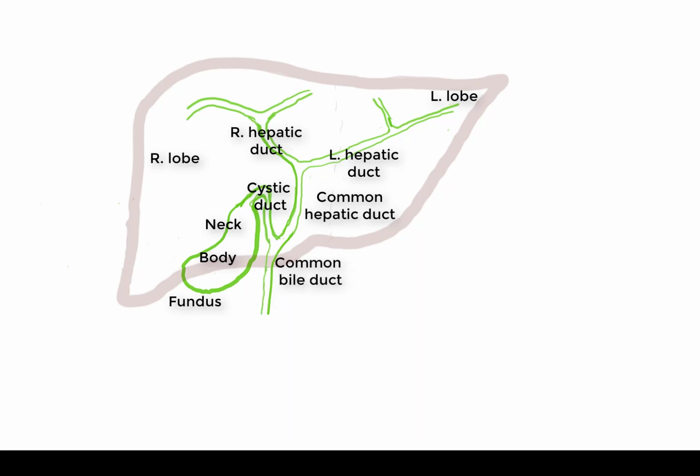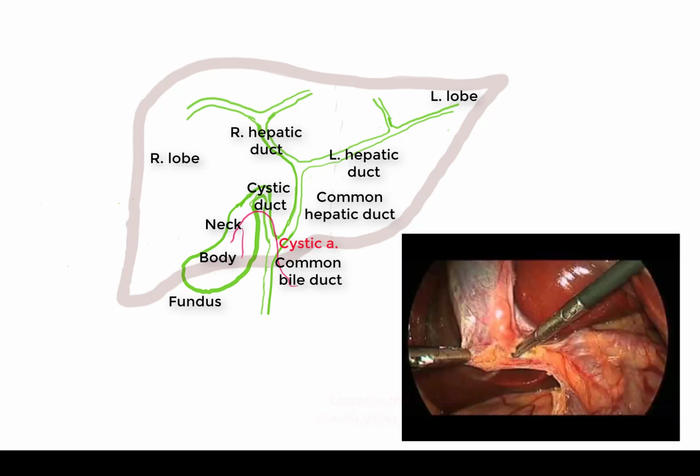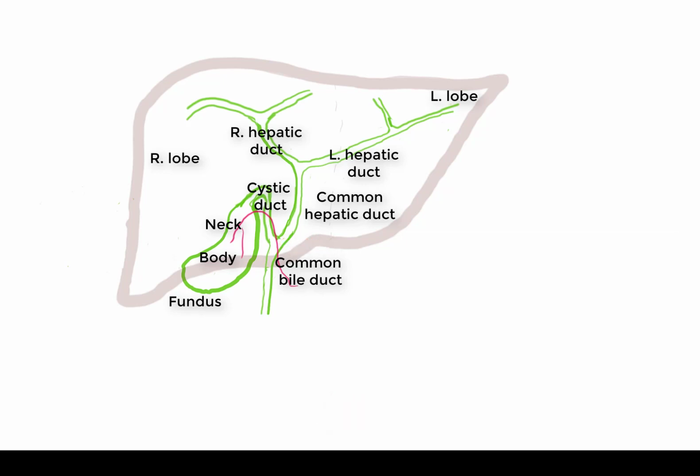Variations of the cystic duct and the artery that supplies the gallbladder, called the cystic artery, are common, and surgeons performing cholecystectomy, an operation for removal of the gallbladder, must be aware of these variations. The common bile duct passes behind the duodenum. I'm going to superimpose the duodenum now.